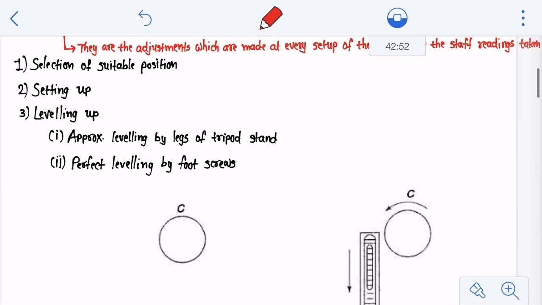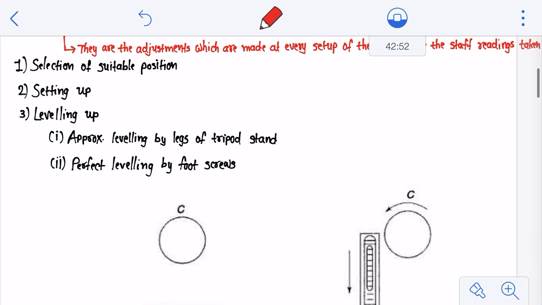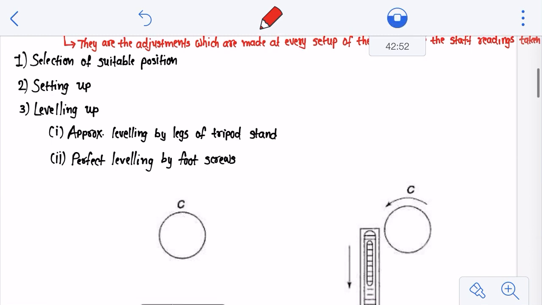The second adjustment, called setting up, is to be done. First of all, you have to set your tripod so that its top is at a convenient height, so that it is not difficult for you to see through the telescope. The tripod stand is placed at the required position with its legs well apart, and it is pressed firmly into the ground. Then the level is fixed on the top of the tripod stand. So you will try to check whether your instrument looks level or horizontal with the help of the tripod stand. That's called setting up.